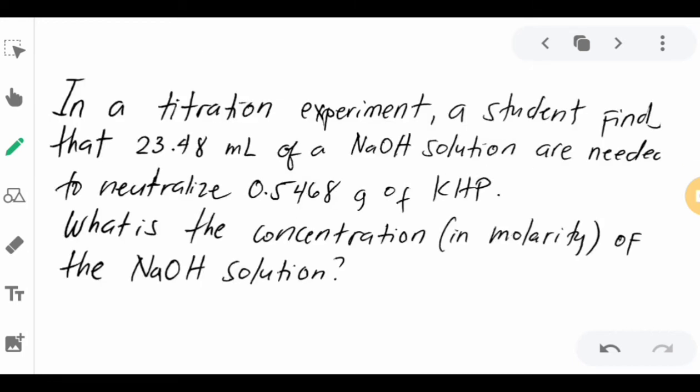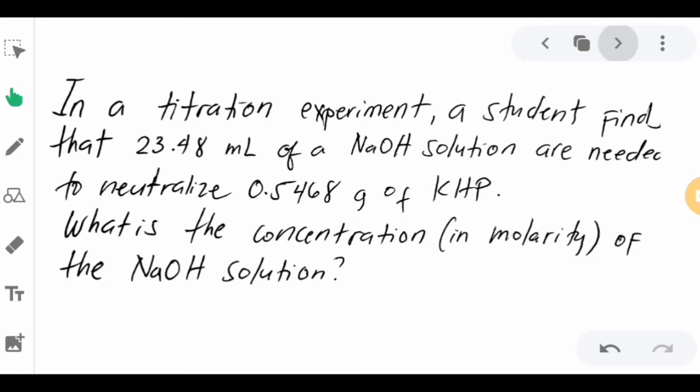Here are examples of problems involving monoprotic acids. In a titration experiment, a student finds that 23.48 milliliters of a sodium hydroxide solution are needed to neutralize 0.5468 grams of potassium hydrogen phthalate. What is the concentration in molarity of the NaOH solution? So, the strategy here is we want to determine the molarity of the sodium hydroxide solution. What is the definition of molarity again? Molarity is defined as the moles per liter of solution.